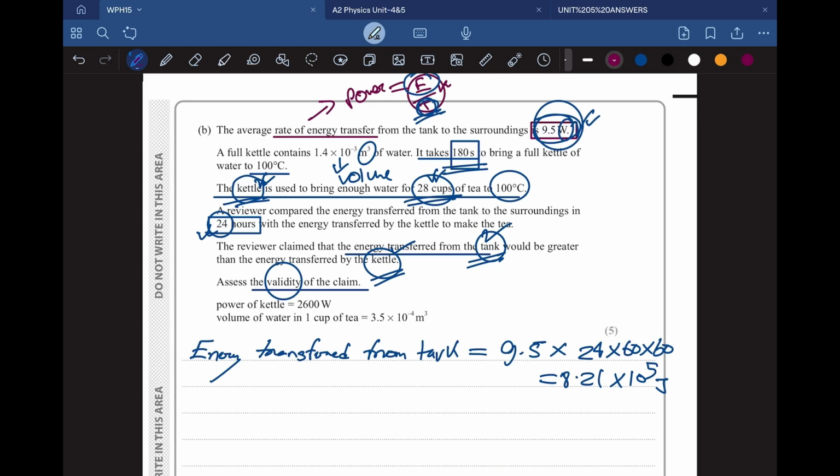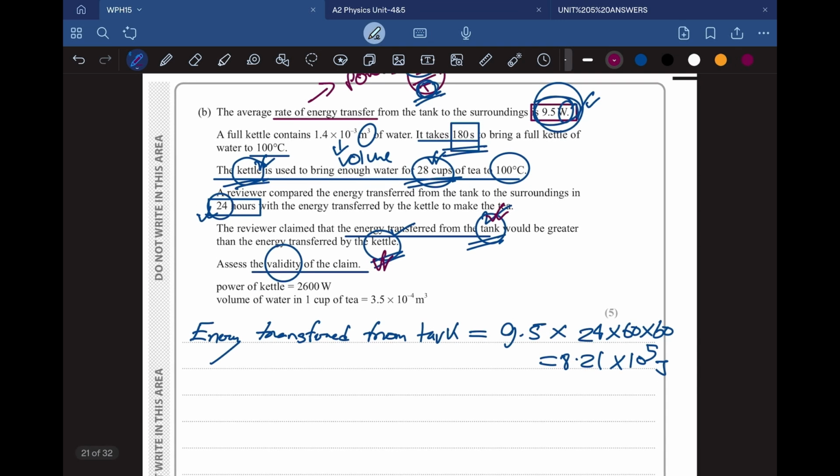Now it's our job to figure out the energy transferred from the kettle, then compare them to see whether the tank is actually greater than the kettle in terms of transferring the energy. So now let's figure out the energy transferred by the kettle. Here it is quite difficult to understand because the first thing I can see is they didn't mention how many kettles they are using to bring their 28 cups of tea to 100 degrees Celsius. They have only said that the kettle is used, but not how many kettles. They didn't mention anything about that.